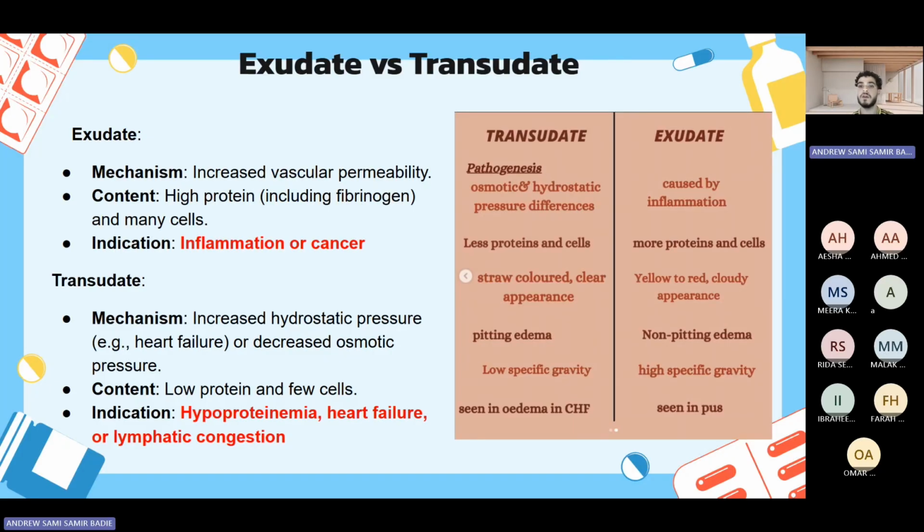If you, for example, do an analysis of an exudate, we're going to see a lot of proteins, we're going to see a lot of cells, and this is due to inflammation or cancer. So if we have any injurious stimulus, we're usually going to see exudate.